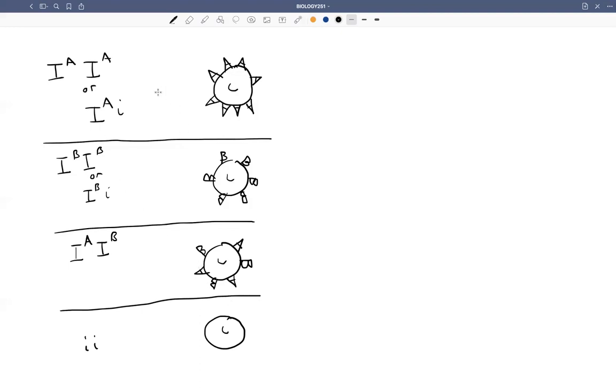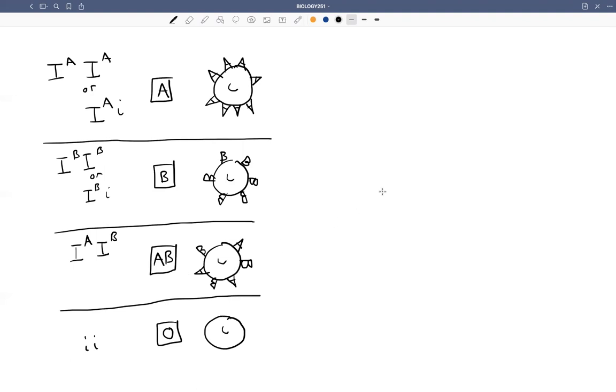So the blood type here, I didn't really spell that out before. The blood type for the top one is type A. The type for the second one is type B. The type for the third one is type AB. And the bottom one we call type O, which is just basically none of the above. So for human blood types, there are other ways to have blood type, but this is the most commonly considered blood type: A, B, AB, or O.